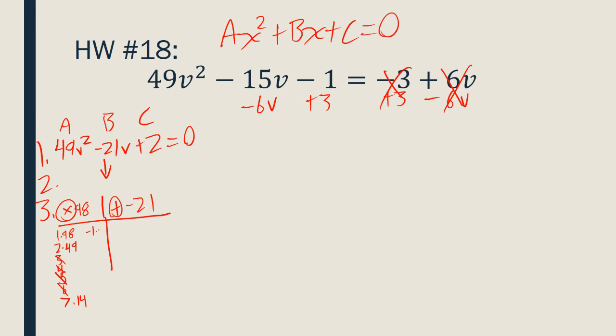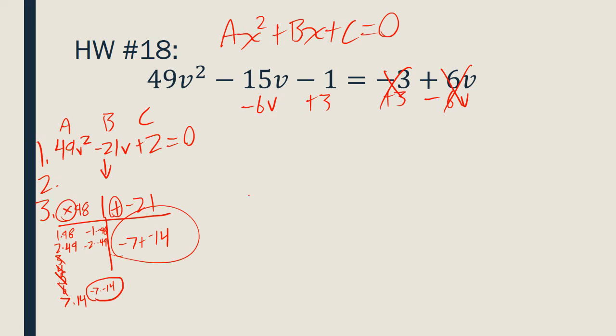Conversely, negative 1 times negative 98 is a positive 98. Negative 2 times negative 49 is a positive 98. And negative 7 times negative 14 is a positive 98. Well, which of those pairs of numbers is going to add up to negative 21? This one. Negative 7 plus negative 14, or negative 7 minus 14, is negative 21.